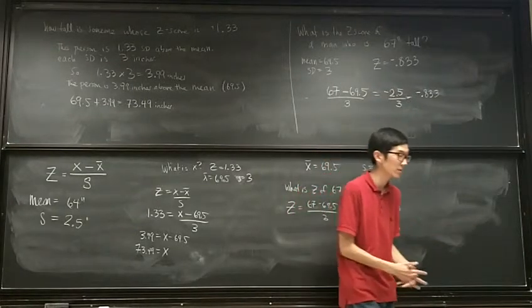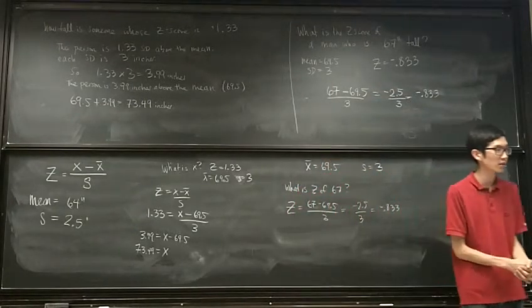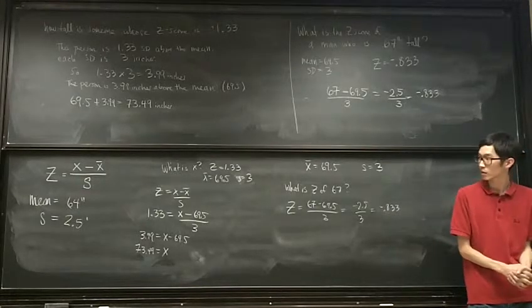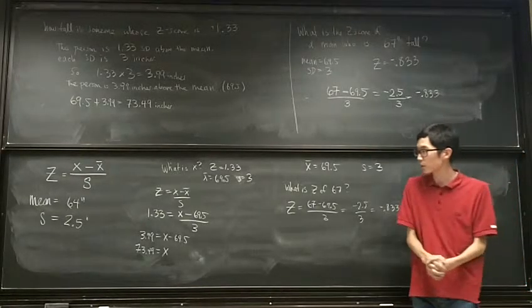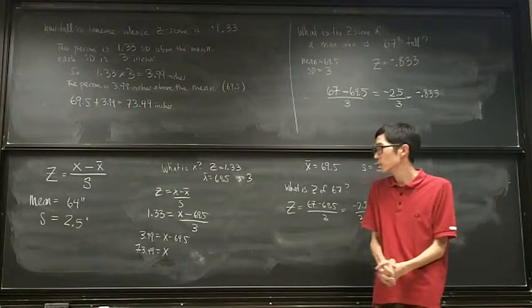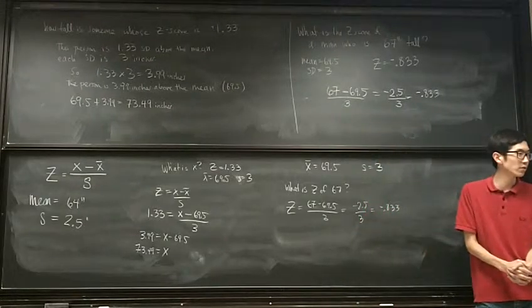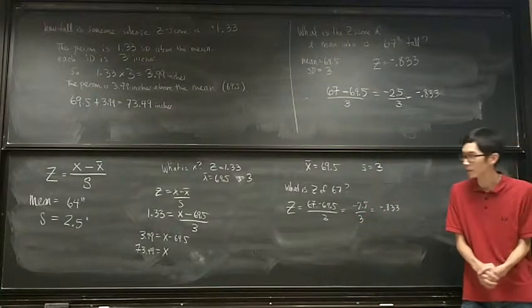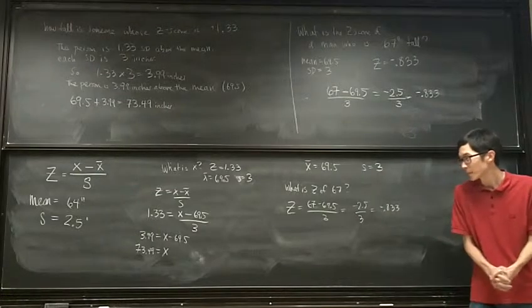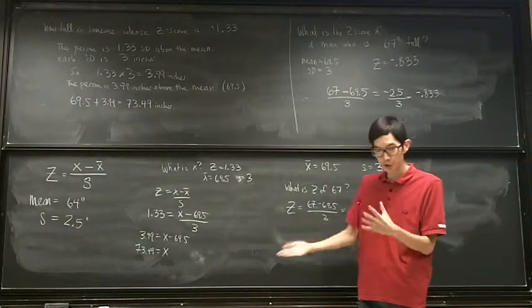Okay. What's 63.5? So her z-score is negative 2. So how did you get 63.5? I don't think I did it right. Okay, I'm sorry. Okay. So just be careful.